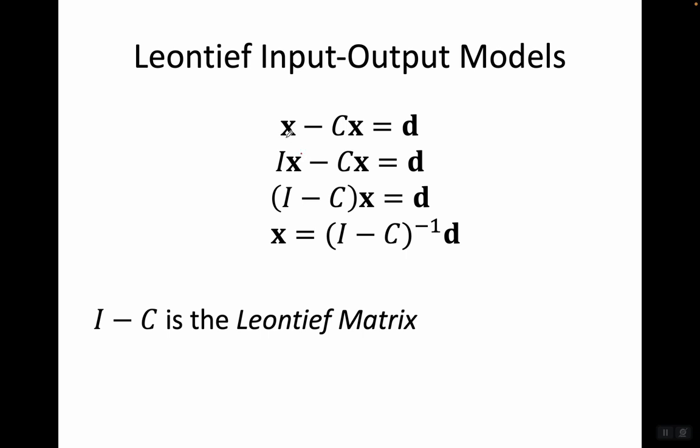Here's how we can factor that. Rewrite X as IX. Now we can factor out the X. So we have I minus C times X equals D. In other words, X equals I minus C inverse times D. I minus C is what we call the Leontief matrix.